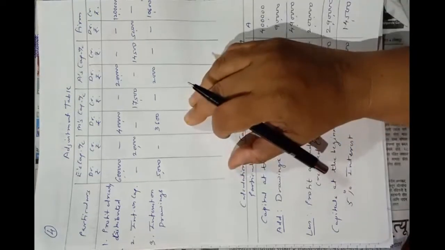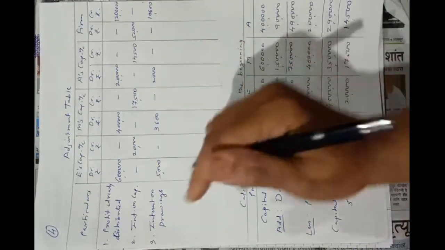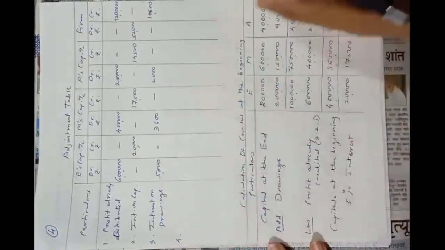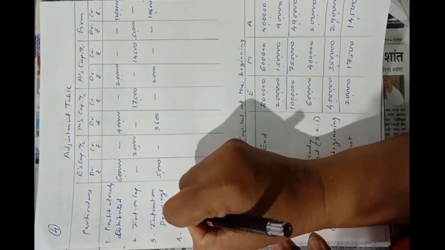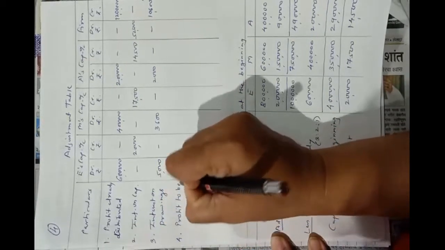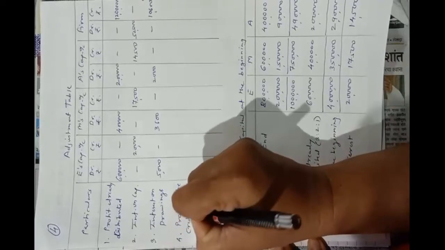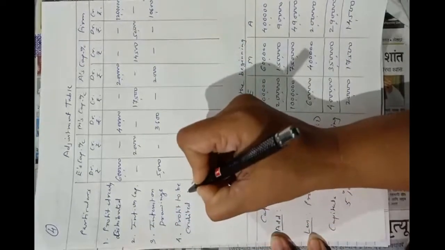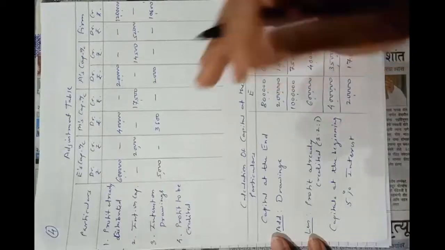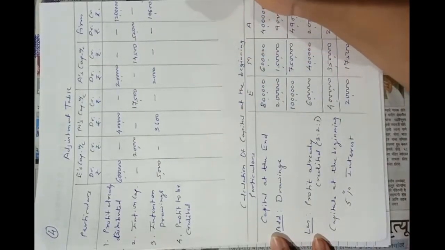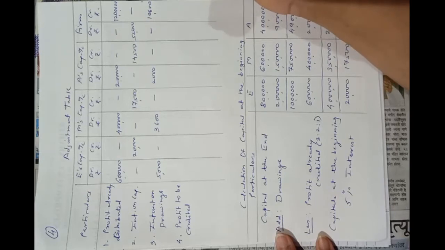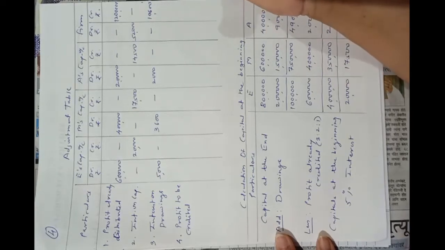Okay, now we have to give correct profit to them. So profit to be credited means correct profit or actual profit. Now to calculate actual profit, we have to deduct from total profit. Total profit is 12 lakhs. From 12 lakhs we have to deduct interest on capital and we have to add interest on drawings in that balance.